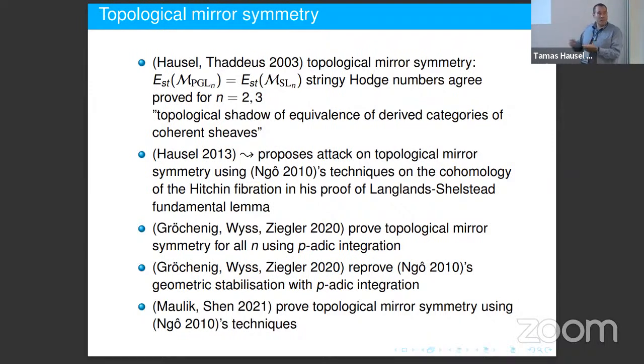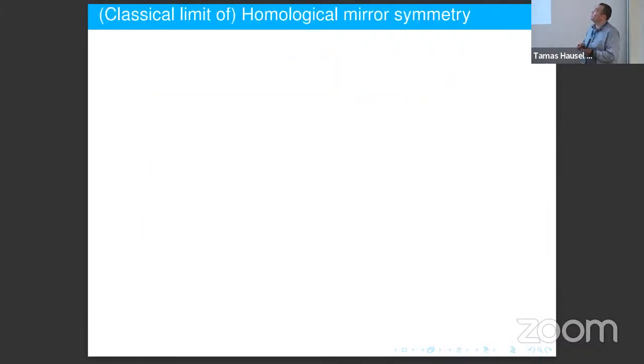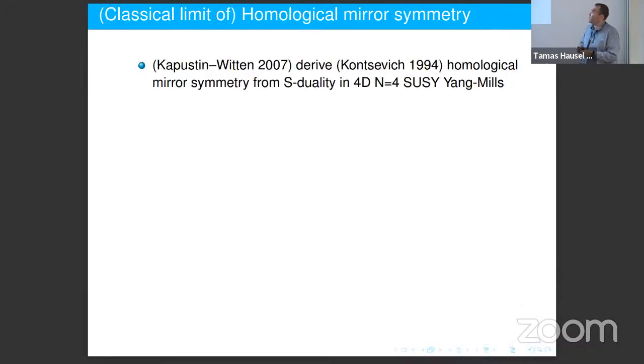So it was a nice story, and it's exciting to see number theory and physics motivations under the same roof. But today I'm going to talk about a different, more involved aspect of mirror symmetry, namely originally homological mirror symmetry, and then I will talk about enhancements.